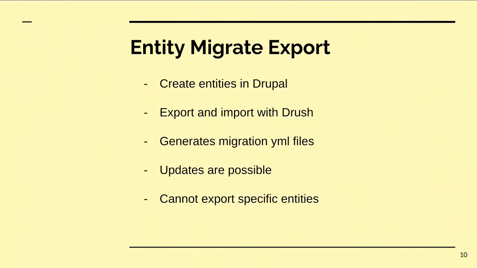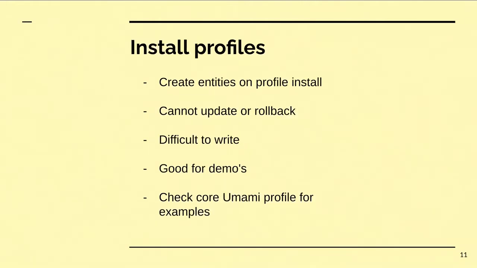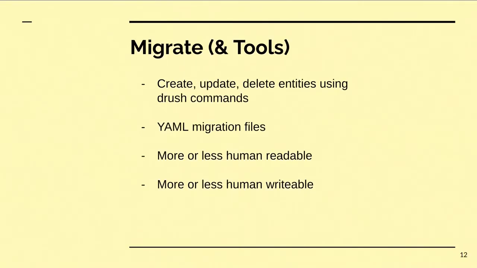So if you are interested in using default content, then I recommend instead using entity migrate export. Again, you can use the Drupal UI to create your nodes and all the other entities, and it gives you the export and import functions as Drush commands. It generates valid migration YAML files, and it also hooks into the whole migration functionality, so you have your update and your rollback and your import functions already in there. It's hard to exclude specific entities with this tool, so it will export everything, even if you don't want to have everything in there.